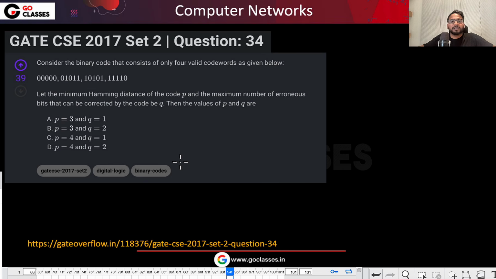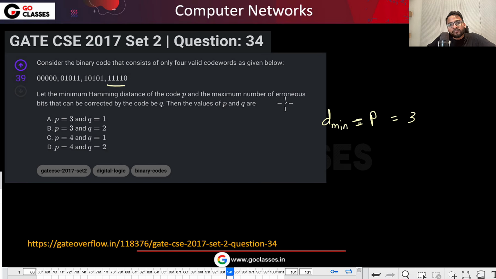Let's solve this question. This question was asked in GATE 2017. They are saying that 4 valid code words are given. Let the minimum distance between the codes be P. By the way, you can quickly find out the minimum Hamming distance. This is coming out to be 4, but there could be 1, 0, 1. So 3 bits are flipped here from this and this. I think this should be 3, right? I mean 3 or 4. If I need to choose between 3 or 4, then 3 is the correct one. So the minimum Hamming distance, D minimum, is basically 3, which is P.